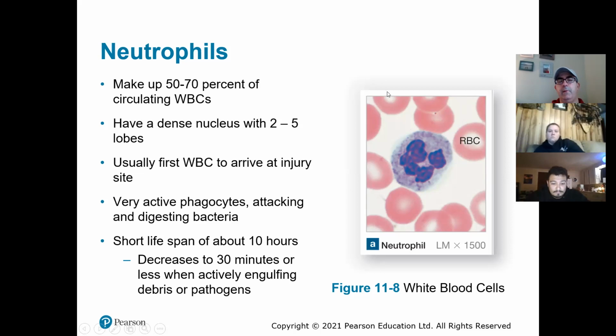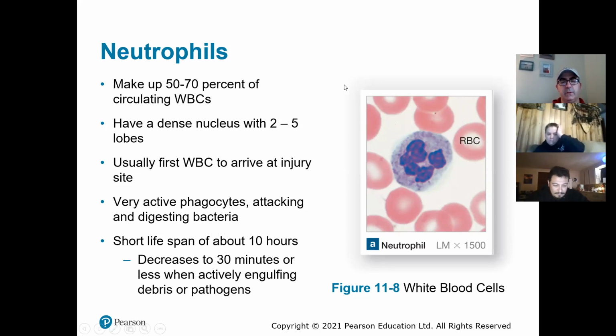Neutrophils are granulocytes. You can see little granules in the cytoplasm and in the nucleus. They have a dense nucleus with 2 to 5 lobes. So this dark purple thing is the nucleus. You can see 1, 2, 3, 4, 5 lobes.